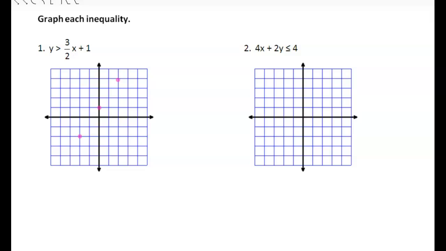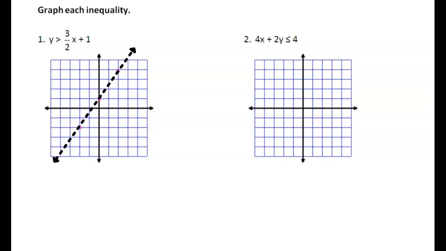Now, since the inequality is greater than but not equal to, we connect our points with a dashed line. And then the y values are greater than, so we're going to shade above where y is greater than.